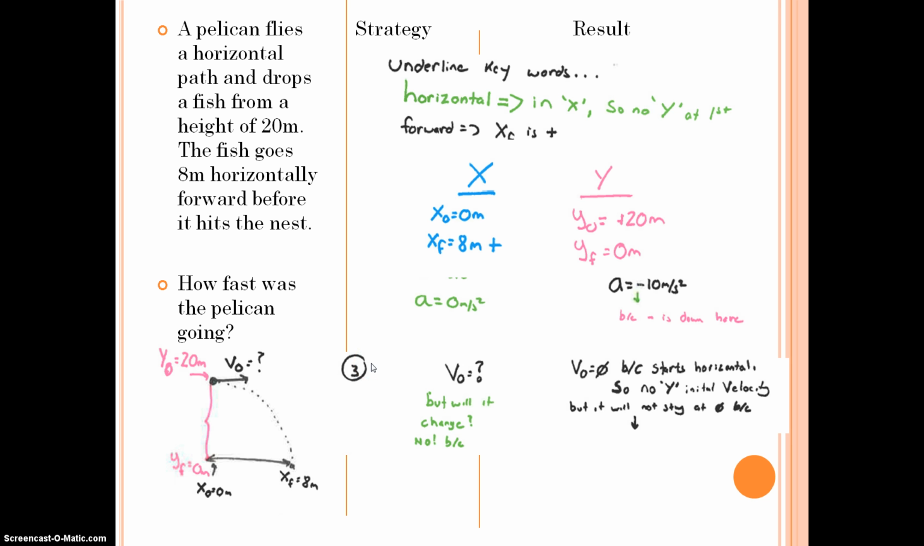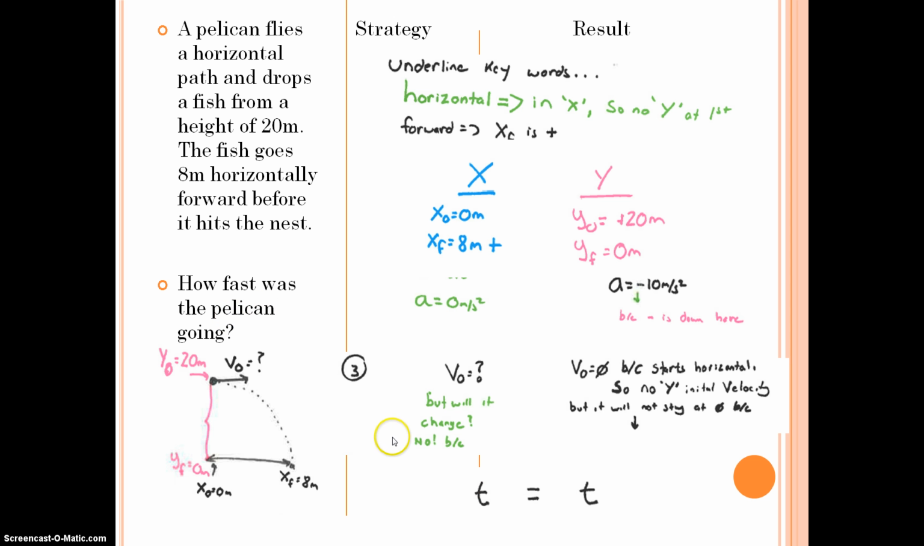Number 3, the phrase horizontal. If it's used, use it. And here we go. Since there's horizontal motion here at first, the initial velocity for y is 0, and the initial velocity for x is unknown. We're trying to find it, because that's how fast the pelican and the fish were going that first moment.